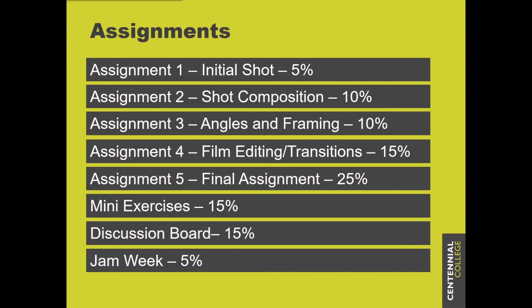So shots from different angles, framing it differently. What does it mean? What does it say to your user? Or your viewer, I should say. What does it say to your viewer?